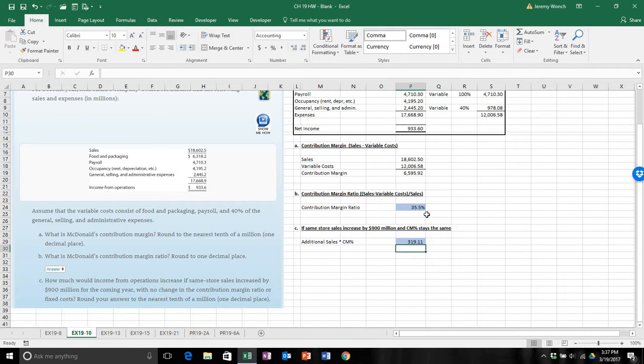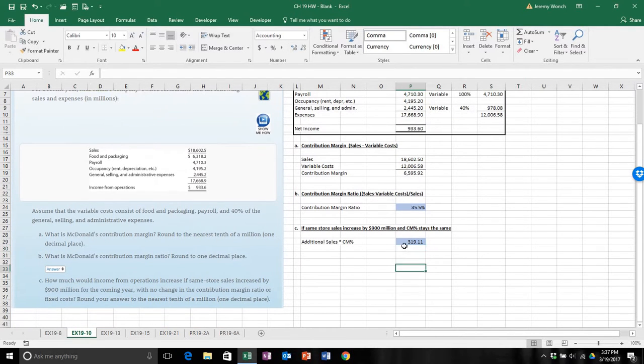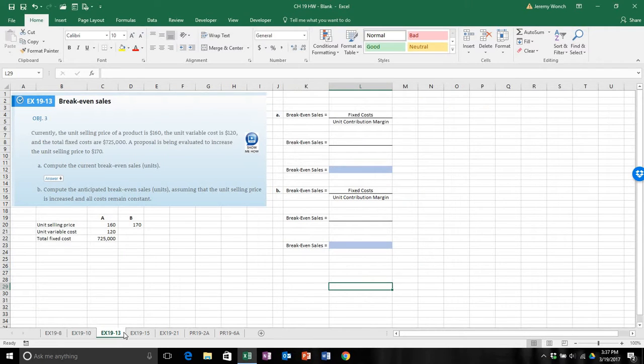That would be assuming, of course, that in our original example we've already covered the fixed cost, and we have. So there's already profit. So that means in the original scenario of 18 billion, fixed costs are covered. So, all right. Let's jump on to the next one.